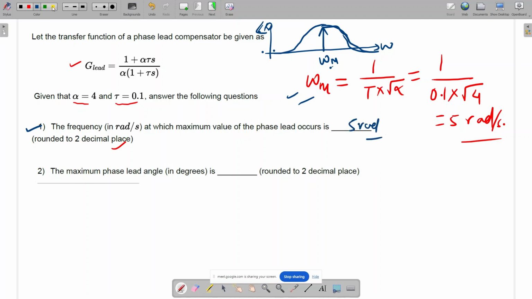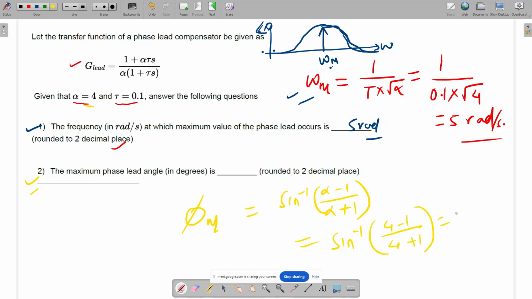Similarly, another derivation is there for the second question. How much will be the maximum phase lead? We can calculate this value directly. The formula is phi m is equal to sine inverse of (alpha minus 1) divided by (alpha plus 1). Alpha is given as 4, so that will be sine inverse of (4 minus 1) divided by (4 plus 1), which is sine inverse 3 by 5. How much will this value be? Sine inverse 0.6. It will be 53 point... No, no. Is it correct or is some error there?